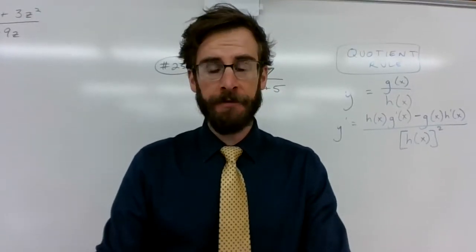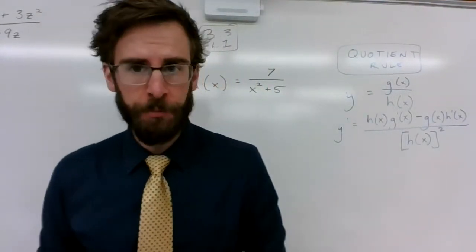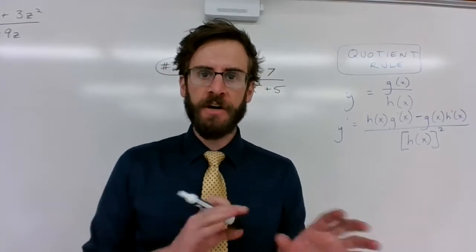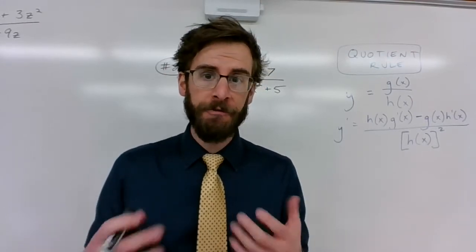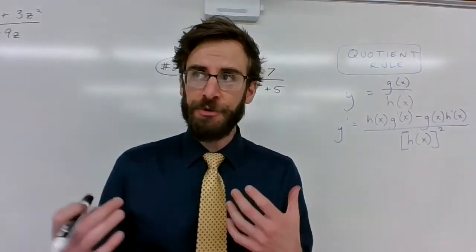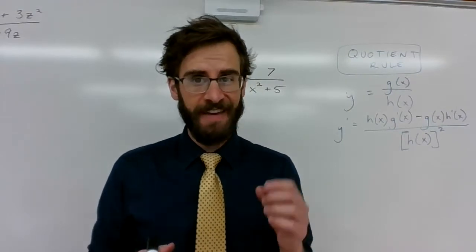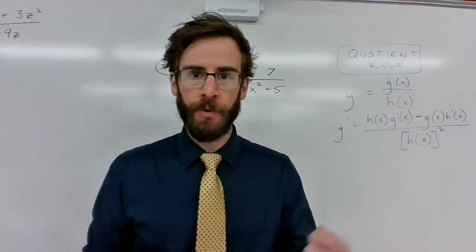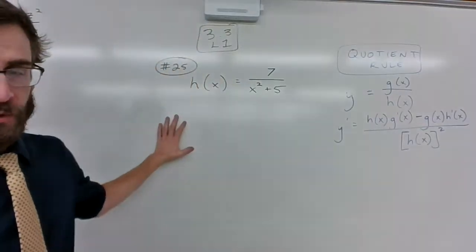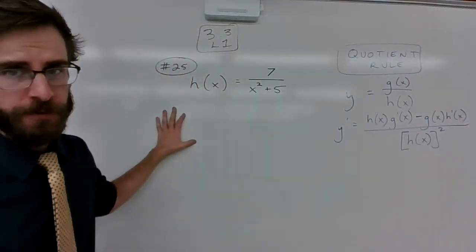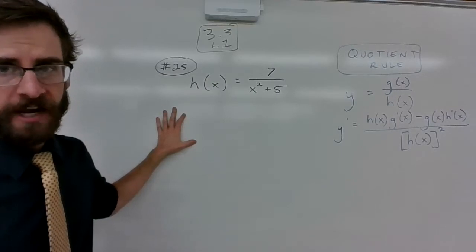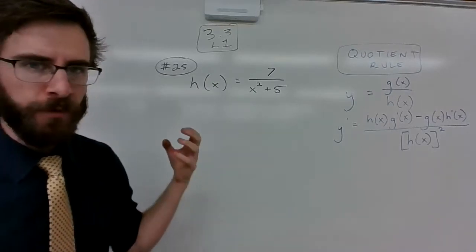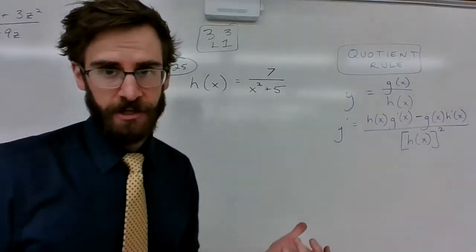AP Calc, we're back for the second part of Lesson 3.3. So we talked extensively about product rule and how, for the most part, if you can do an algebra first strategy, that is usually a cleaner process by which to find a derivative. When you have something like number 25 in the textbook, h of x equals 7 over x squared plus 5, there's not really an algebra first strategy here.